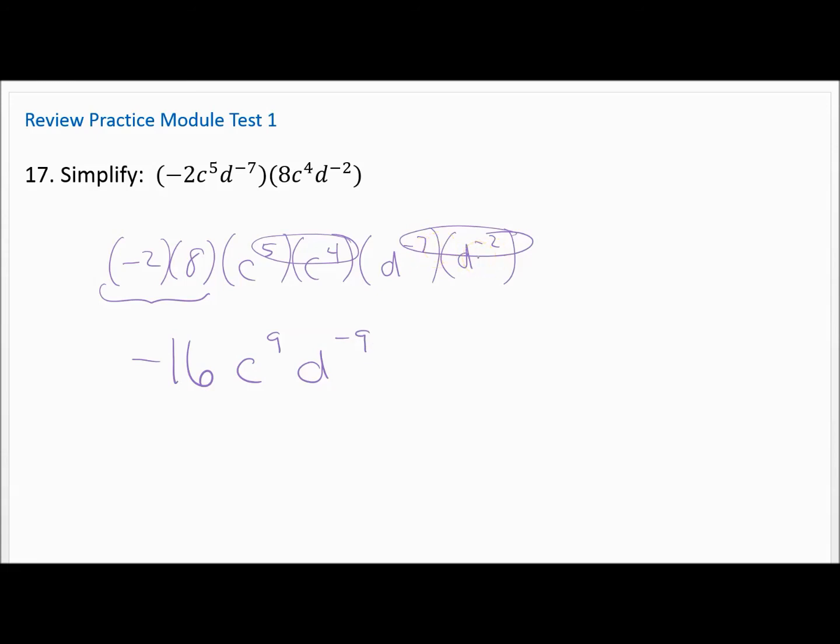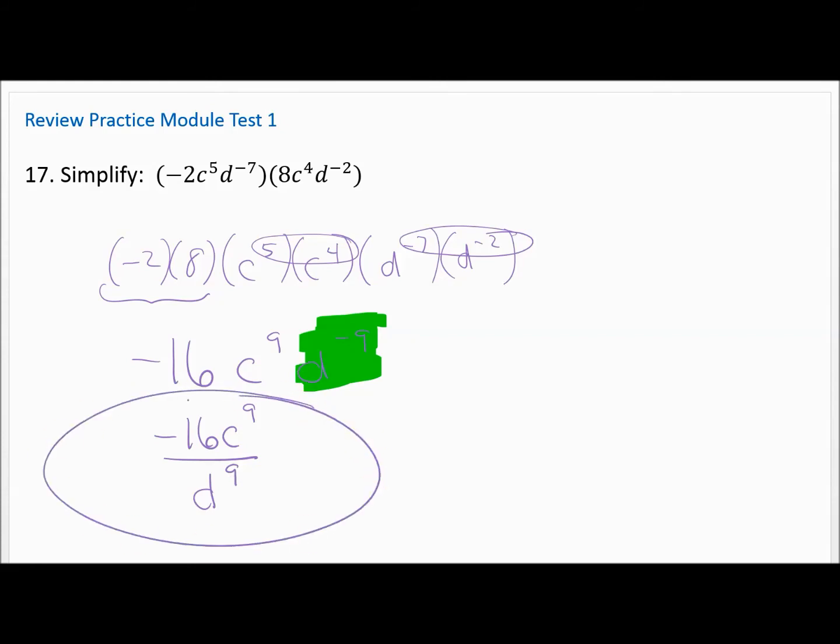Now, here's the deal. I'm not supposed to leave it like that because I'm not supposed to leave negative exponents in my answer. You remember what a negative exponent means. That means this whole guy right here goes in a denominator, and that exponent changes to positive. So I have -16 c to the 9th, and I now have d to the +9 in the denominator. So that's a suitable final answer.